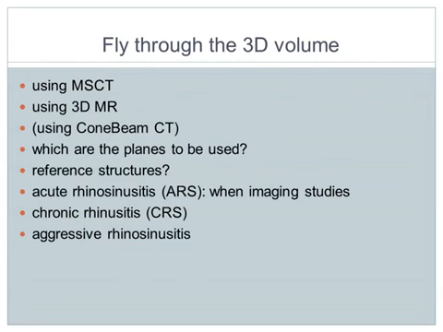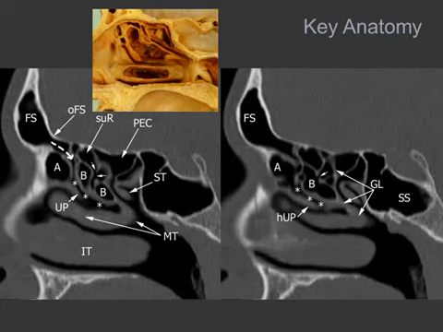The most frequent inflammatory conditions we are going to analyze are basically acute rhinosinusitis, when imaging studies are necessary, chronic rhinosinusitis with and without polyposis, and less frequent forms like the ones where the aggressive disease is going to destroy the structures of the sinuses, either the mucosa or the bony framework.